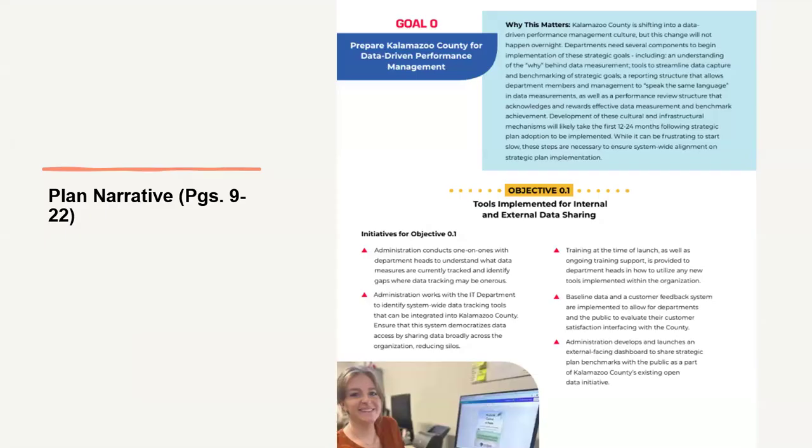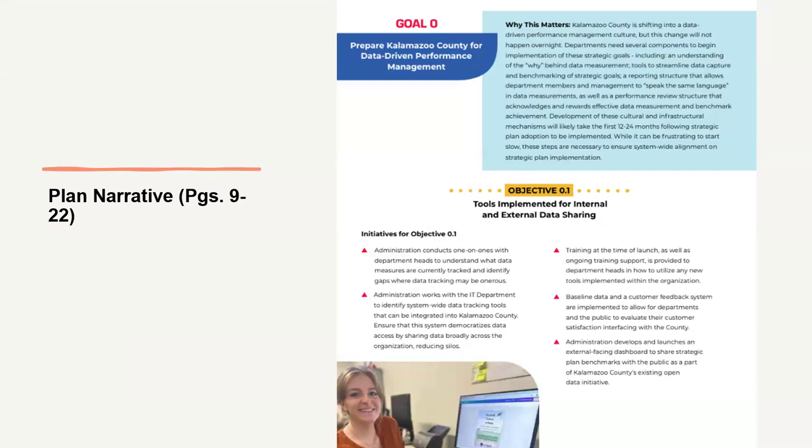It's just longer, because we assume that working in this space, you have a little bit more of a robust attention span for it. So each of the plan narratives has a section that notes why this matters. It states what the goal is, and then it lists an objective. And you'll see that it kind of works like a funnel.